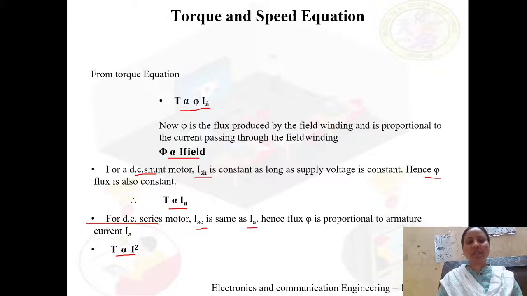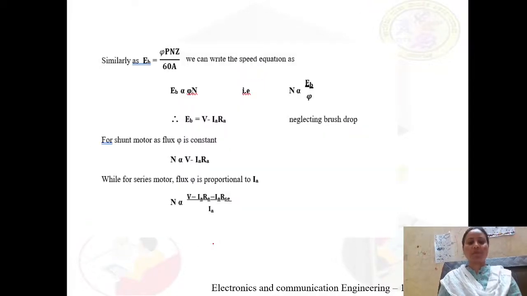So flux is replaced with IA. Therefore, IA into IA will be IA square. Hence, T is proportional with IA square in case of series motor. I repeat, in case of shunt motor, torque is proportional with armature current. And in case of series motor, torque is proportional with square of armature current.